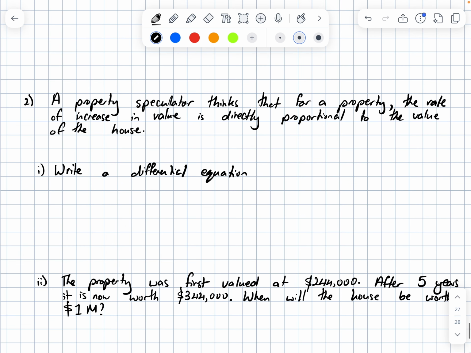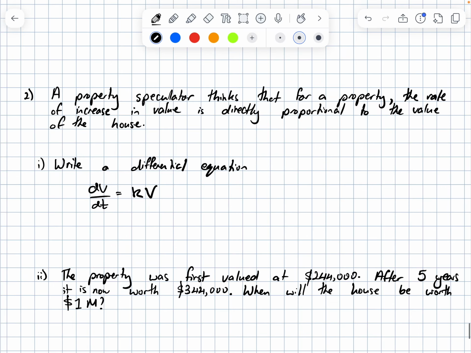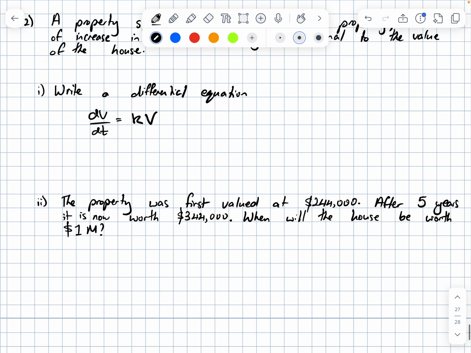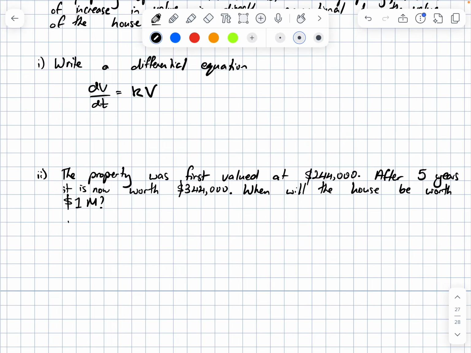Question 2. A property speculator thinks that for a property, the rate of increase in value is directly proportional to the value of the house. Write a differential equation. Well, rate of increase of value, that's our dV/dt, is proportional, so equal to k times the value of the house, kV. We're told now the property was first valued at $244,000. After 5 years, it is now worth $344,000. When will the house be worth $1 million? So we've got to solve this equation.